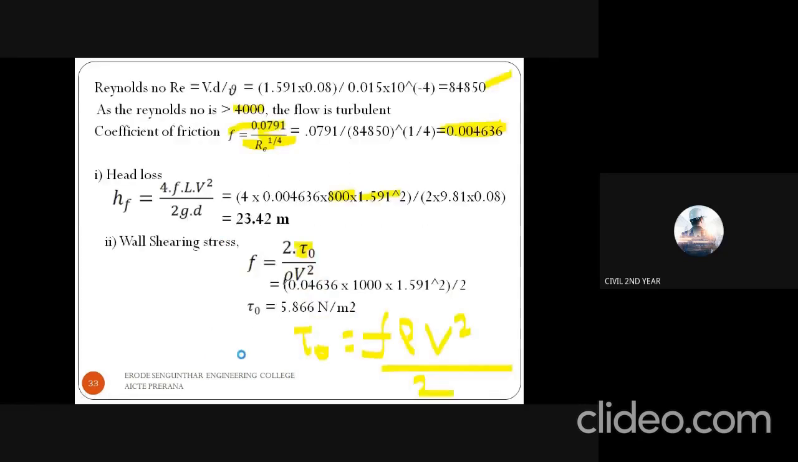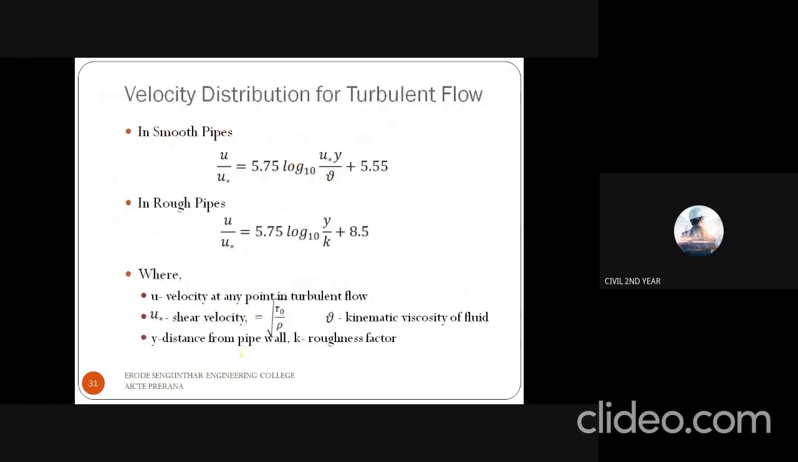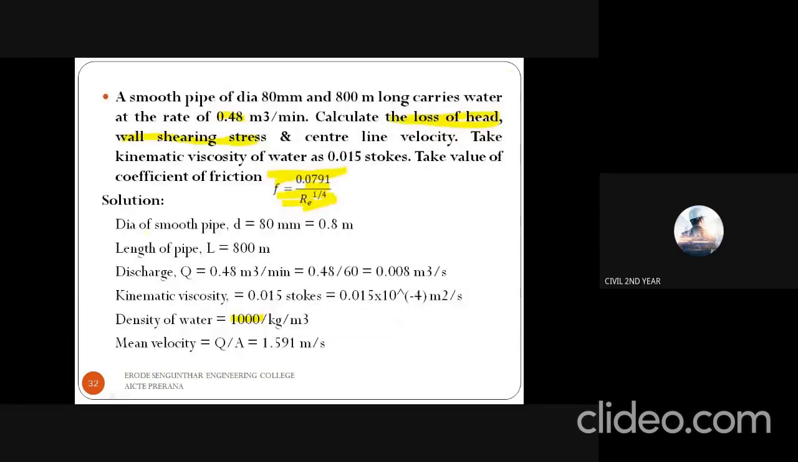So let us summarize this problem. A smooth pipe of diameter 80 mm and 1800 meter long carries water at the rate of 0.48 meter cube per minute. Calculate the loss of head, wall shearing stress, and centerline velocity. Take kinematic viscosity of water 0.015 stokes. Take the value of coefficient of friction.